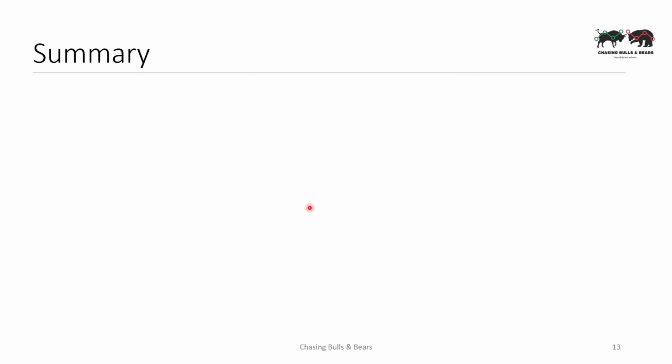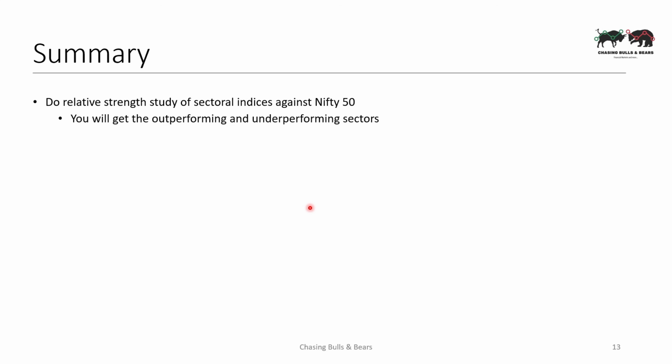So let's go to the summary. First of all, what we have to do is study the relative strength of sectors against Nifty 50. By doing this, you will get the outperforming and underperforming sectors. So let's say now Nifty Auto is outperforming, Nifty Pharma is underperforming, for example. Then you go to Nifty Auto because it is outperforming the market. So you see that the price is going up or the Nifty Auto is going down, but the relative strength is going up. That is a sign of outperformance.